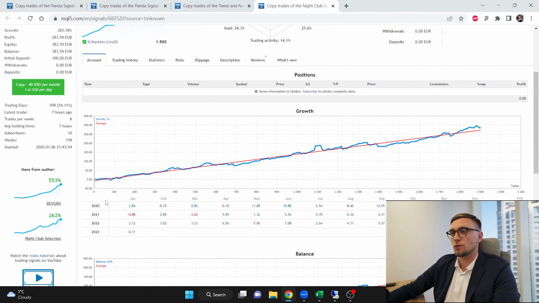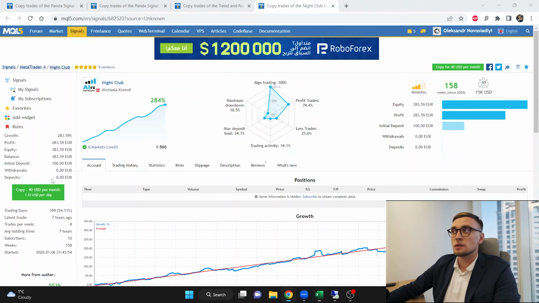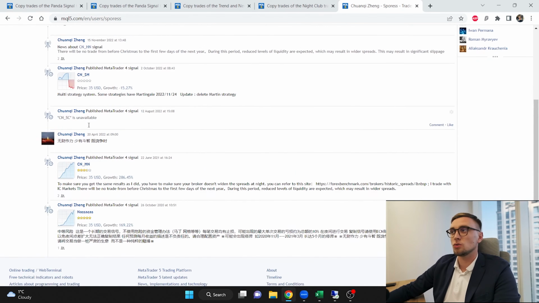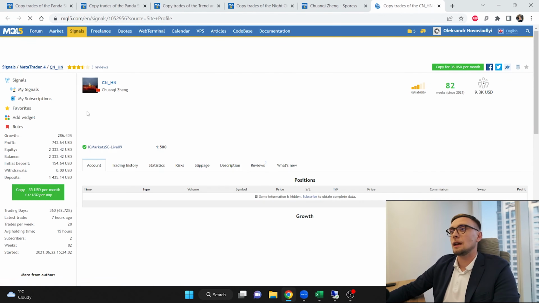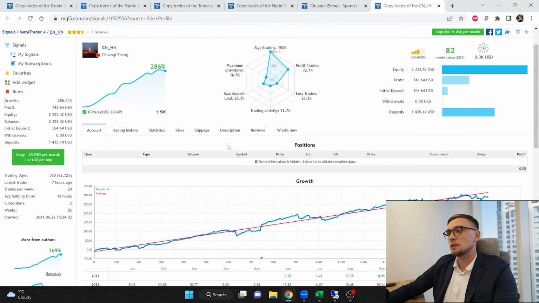He's trading almost from 2020 and trading in plus. And the fourth signal, this is the Nasakas. By the way, from these two, I would still choose this CNHN. I think he's way better regarding profit. I was using this signal and I enjoy the style of his trading.